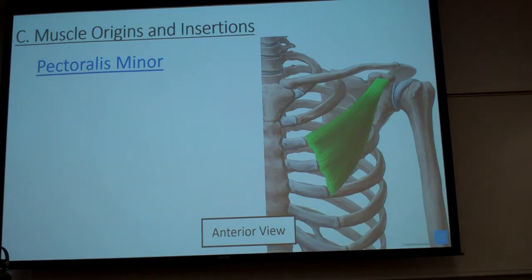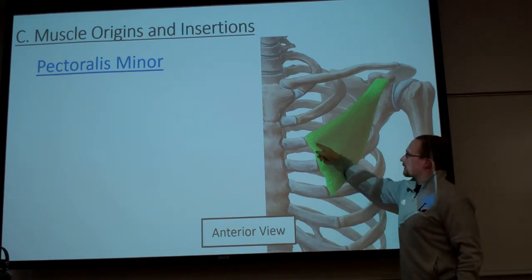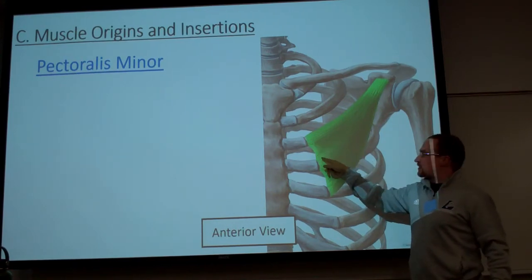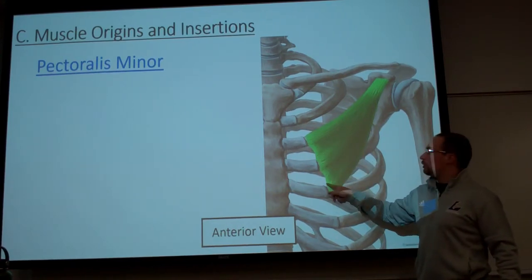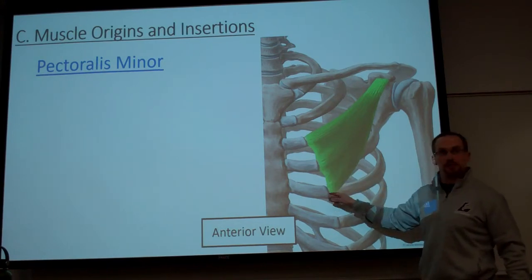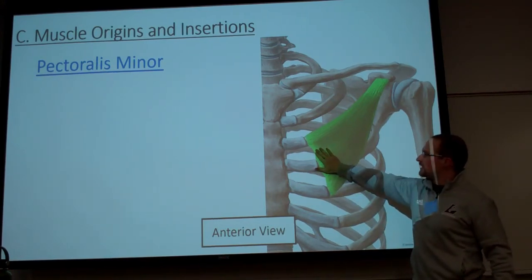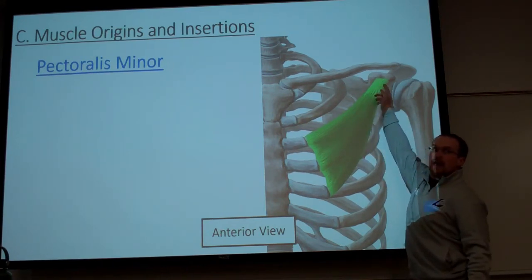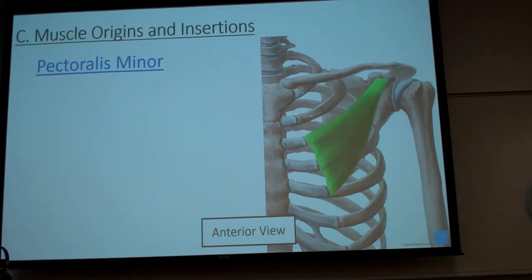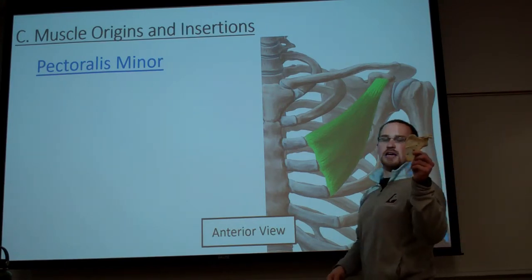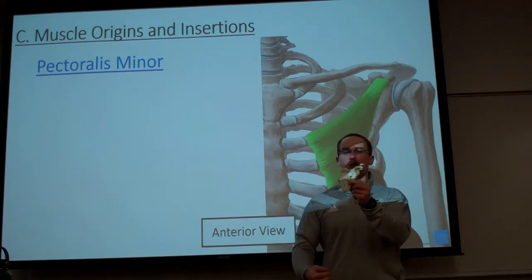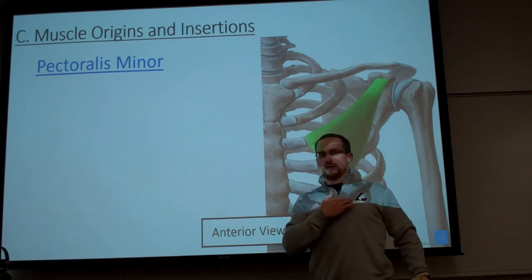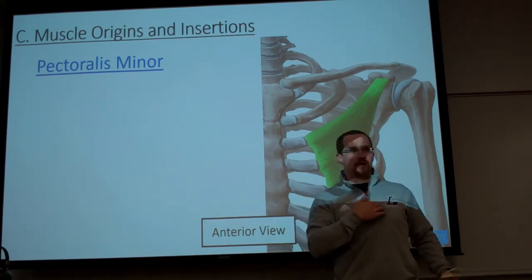And this one, you will need to know origin and insertions. It originates at ribs 3 through 5, close to your costal cartilages. So it originates there, but it comes all the way up and inserts at the coracoid process of your scapula. So again, you've got your scapula here. This is an anterior view. Okay, it's going to insert right there. It's going to come across and originate on your ribs.